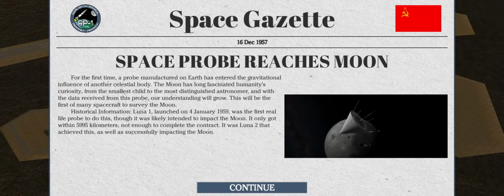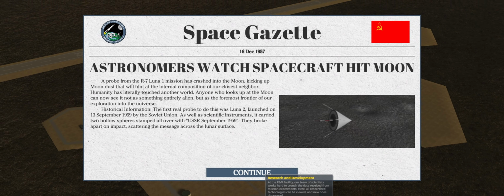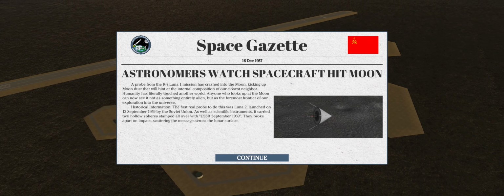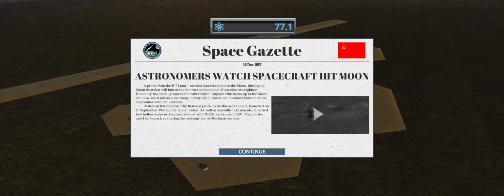We get a double space gazette for the flyby and impactor contracts. But more importantly, we got a whole lot of science as well as an extra 75 applicants, which was awarded from the flyby. Something that might be overlooked is that science gathering also feeds into confidence, so that has now bumped to almost 1,100.